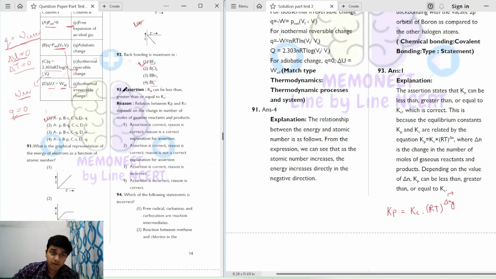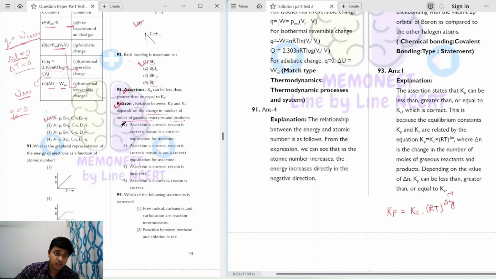So the assertion statement is absolutely correct. If we take a look at the reason statement, it says that the relationship between Kp and Kc depends on the change in the number of moles of gaseous reactants and products. So this is what we just talked about. So the reason statement is also correct, and it very well explains the assertion statement.